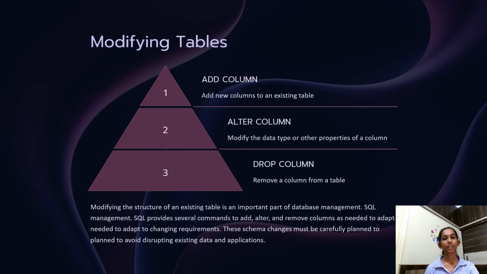Then how do we modify tables in MySQL? We can do modification in three ways. One, by adding a column, adding a new column to an existing table, and altering the column, modifying the data types and other properties of a column. And the next modification would be drop column. We can use the drop command to delete any column from the table. Modifying the structure of any existing table is an important part of database management. SQL provides several commands to add, alter, and remove columns as needed to adapt to changing requirements. These schema changes must be carefully planned to avoid disrupting existing data and applications.